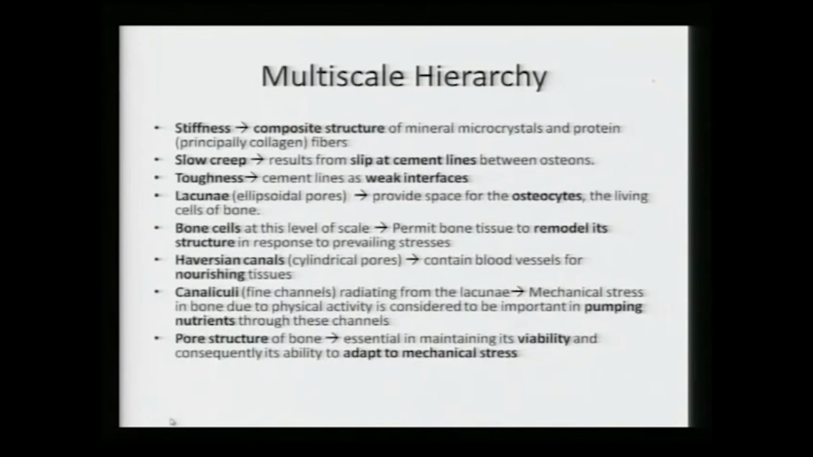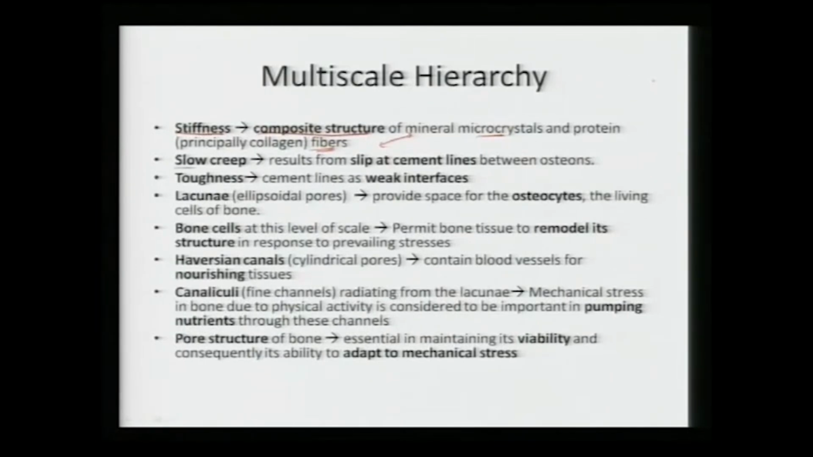But this multi-scale hierarchy is very essential, because there are many properties which arise in bone. So we can see the stiffness part, and the stiffness arises from the composite structure, because we have collagen and macrocrystals of hydroxyapatite, and this collagen fiber goes on to form a certain construct, and that gives much more stiffness. This apatite or the crystallite regions can provide much more stiffness to the bone.